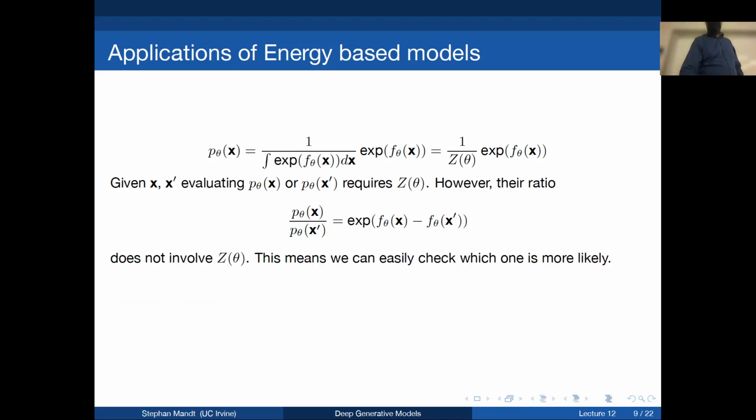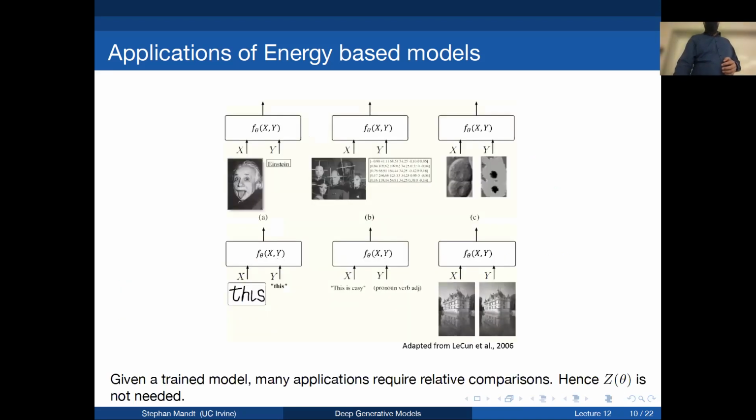And so this is good. We can easily check among two data points which one is the more likely one. And this can often be useful, for example, in anomaly detection applications or in denoising applications. And we'll later also talk about where we used some related tricks for training these models.